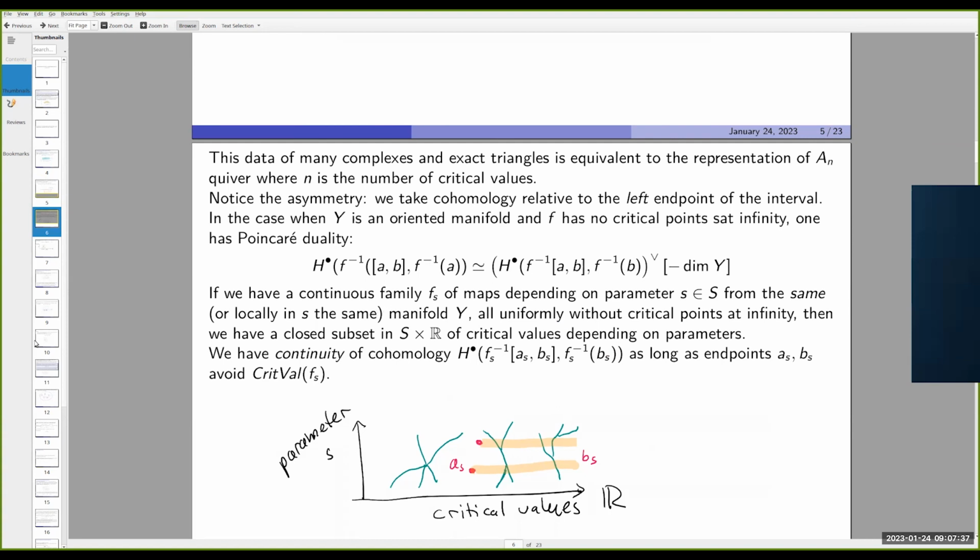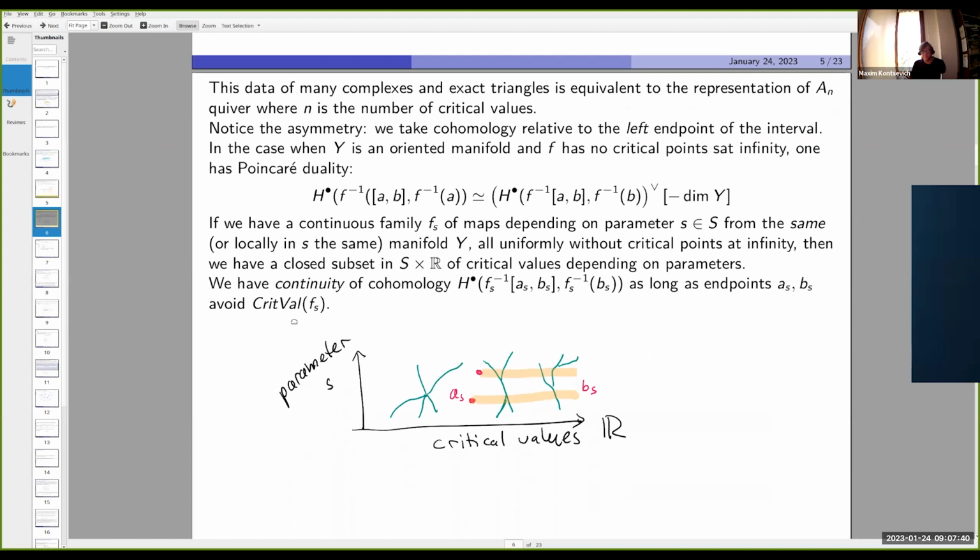And finally, if we have a continuous family of maps depending on some parameter space on the same manifold, or maybe locally the same manifold, and say it is all uniformly without critical points at infinity, then we can draw some kind of diagram of how critical values depend on the parameter, and altogether we get a certain kind of complicated ramified hypersurface in the product of parameters and R. So we get this discriminant locus, and the homology of pairs, if you consider the pullback of some interval relative to the pullback of one of the endpoints, does not change as long as you move this interval avoiding critical values.